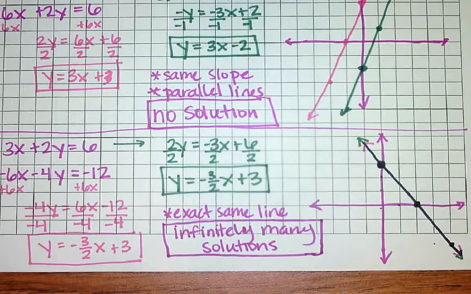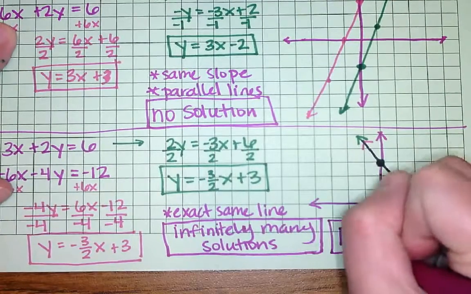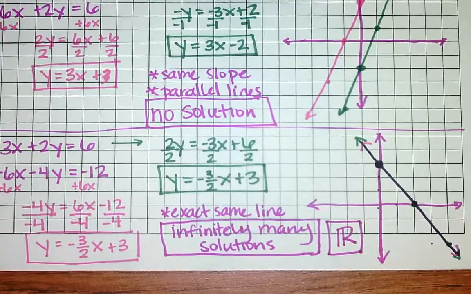What is another way that you think we could write that? There we go. We could also write it as all real numbers. Do y'all feel good about that? You can write it as infinitely many or all real numbers. All right, guys? Any questions for me on these?